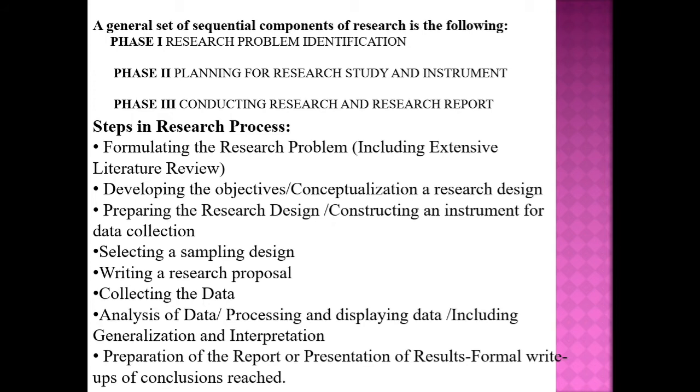And the second phase is planning for the research study and instrument. Then there should be a plan for how we will do or process this research topic. So there should be a plan for that. And the last one is conducting research and the research report. Writing a research report is necessary, right? We need to finalize a research report. That's the third phase. So here are the 3 phases of research in general.